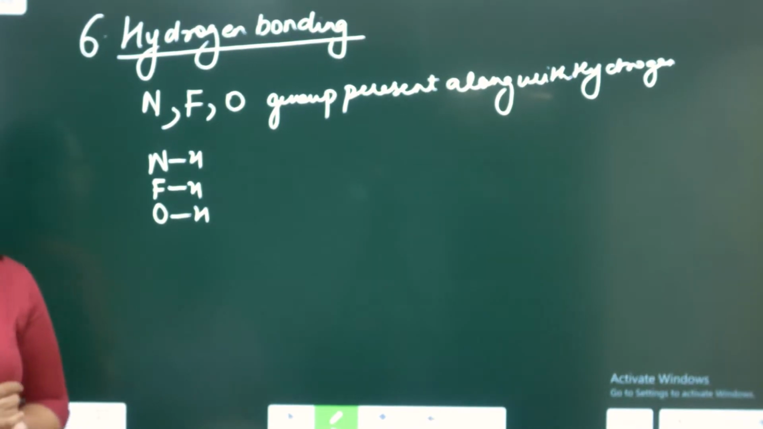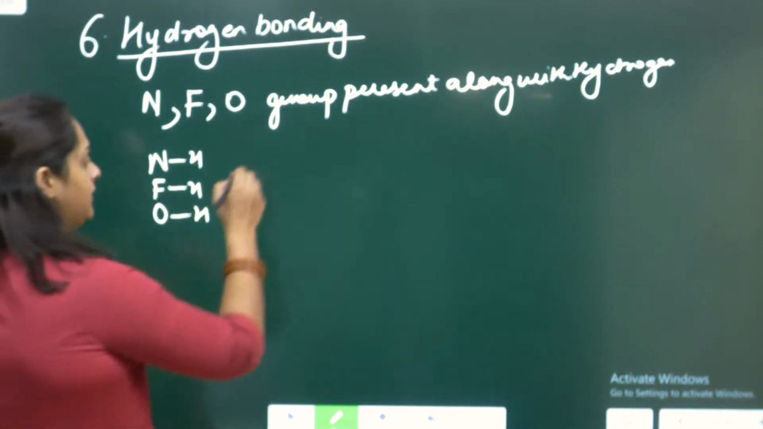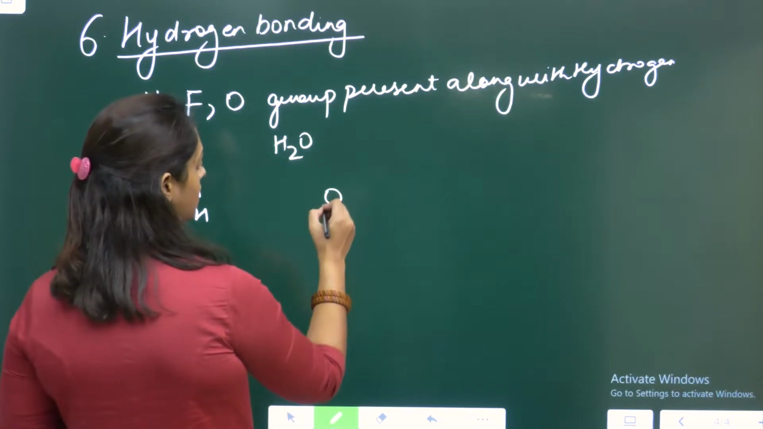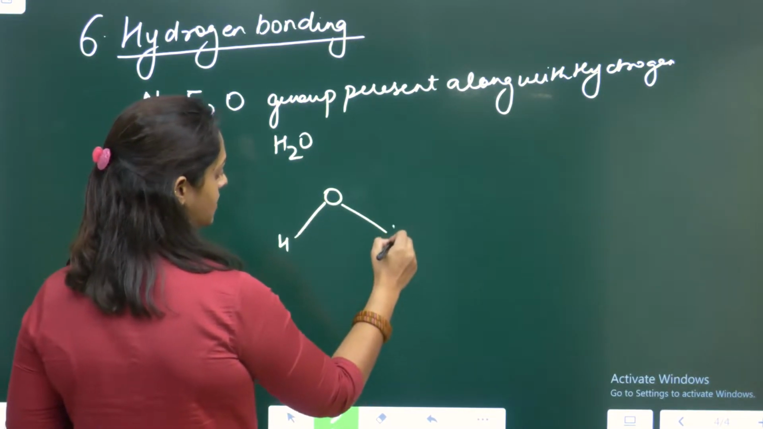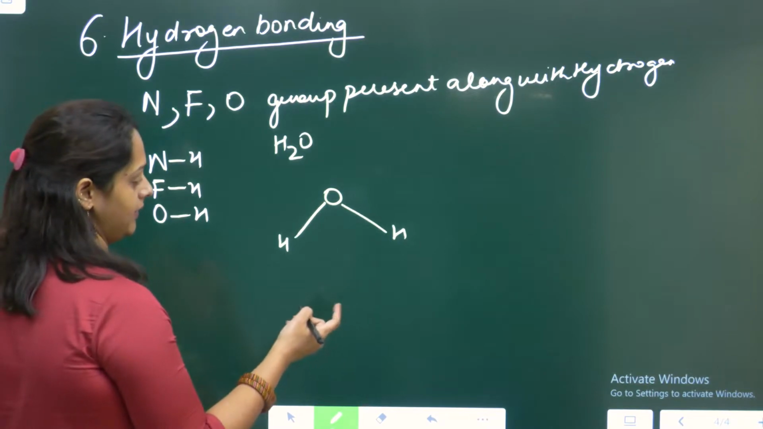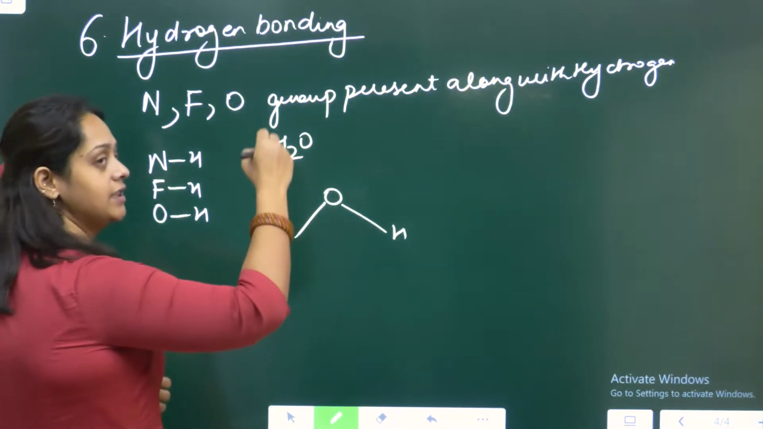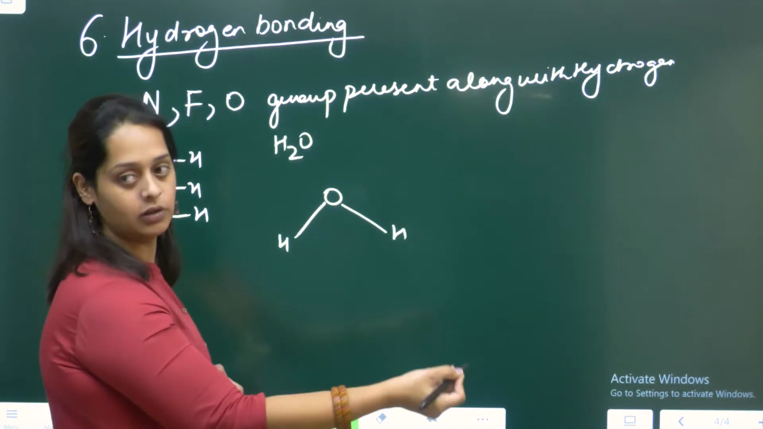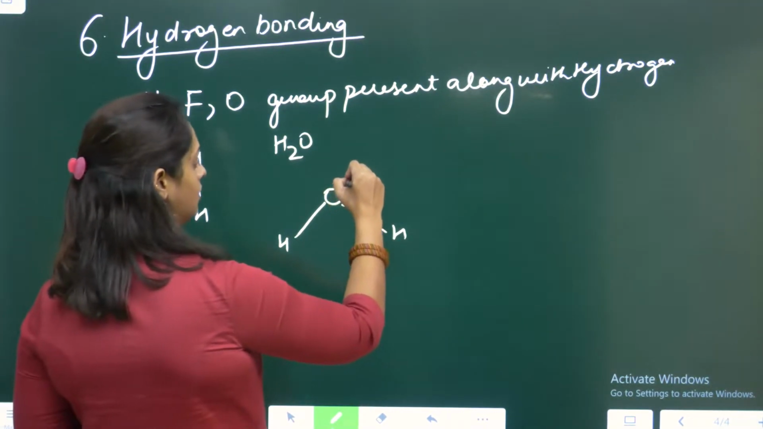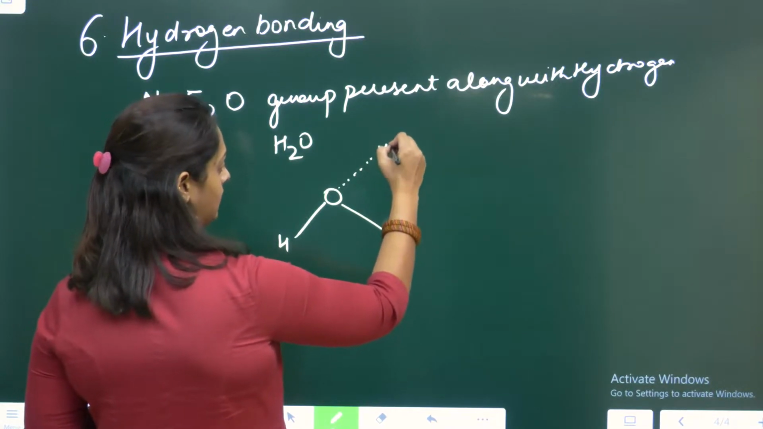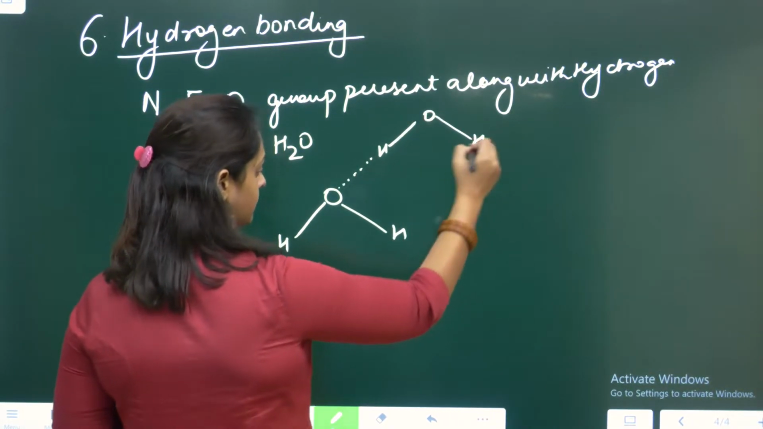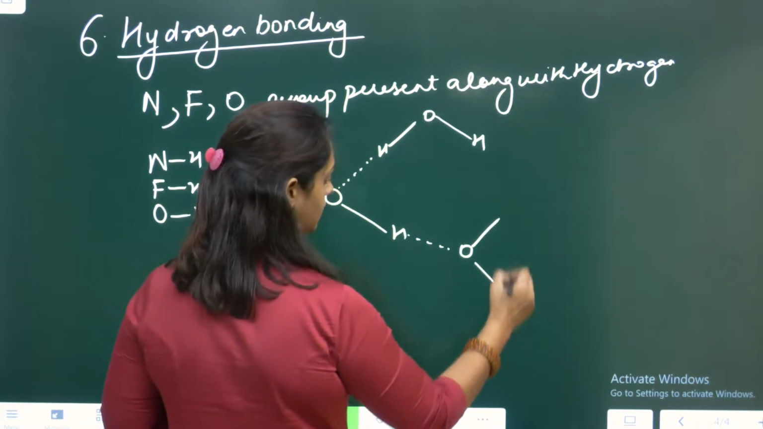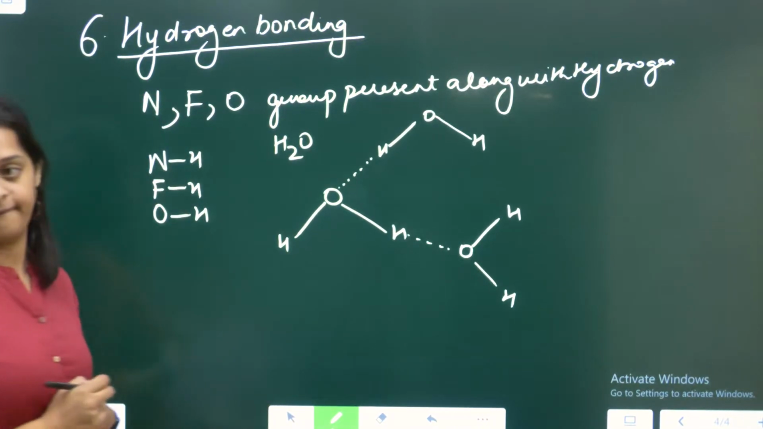Let's take the famous example, water, which shows hydrogen bonding. So OH. How is the hydrogen bonding represented? The oxygen will interact with the hydrogen of the other molecule, and the hydrogen will interact with the oxygen of the other molecule. So this goes on, it will interact with the oxygen, and this will interact with the oxygen.